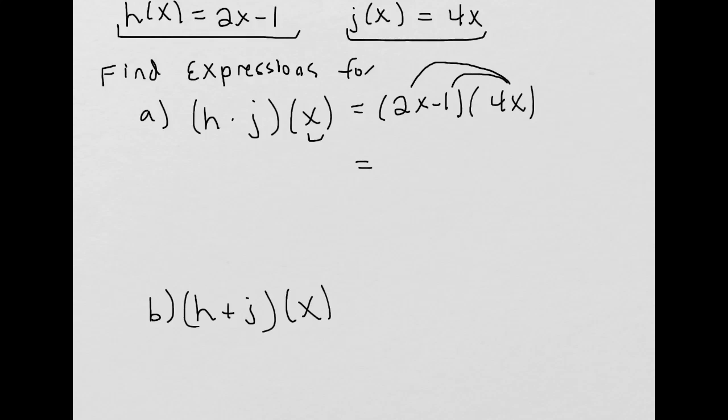So I've got 4x times 2x is 8x squared. And then 4x times minus 1 is minus 4x. There are no like terms there, so I can't go any further. Let's take a look at the second one.